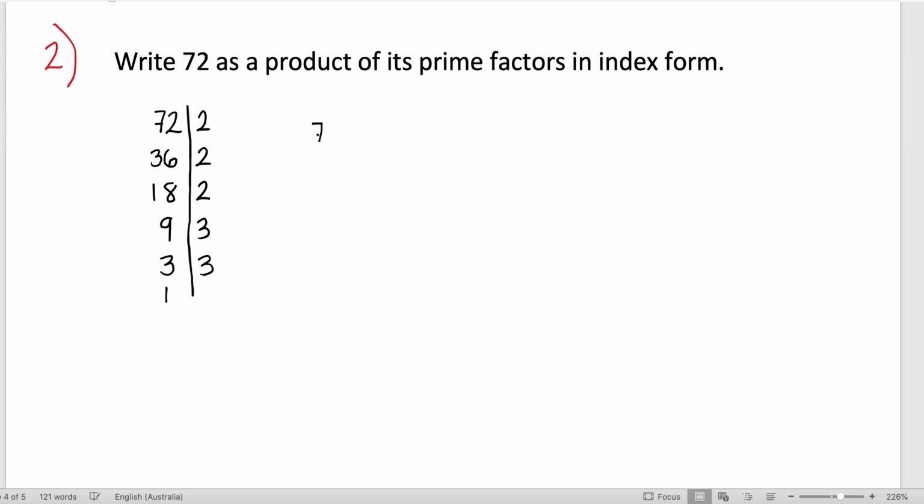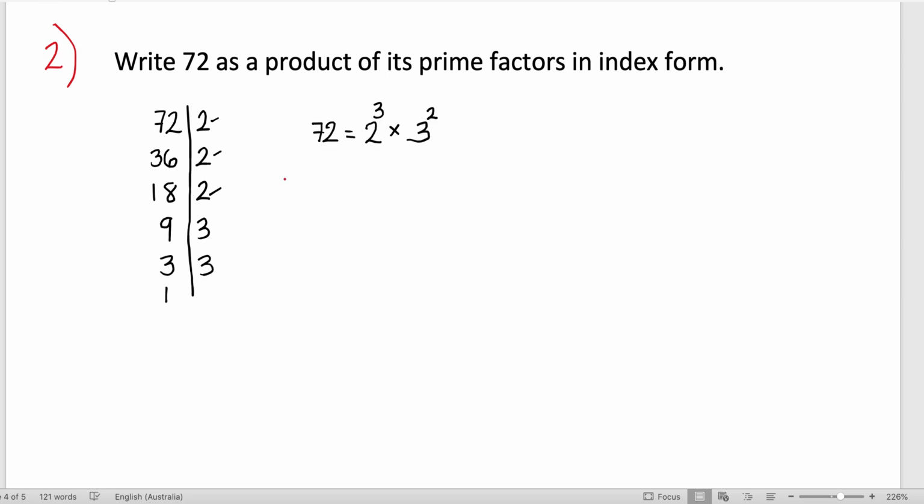So we say 72 is going to be equal to 2. How many 2's do I have? 1, 2, 3. So I write it here, a little 3 here. Times 3. How many 3's do I have? 1 and 2. So that will be our answer here. Wonderful. Let's do another one.